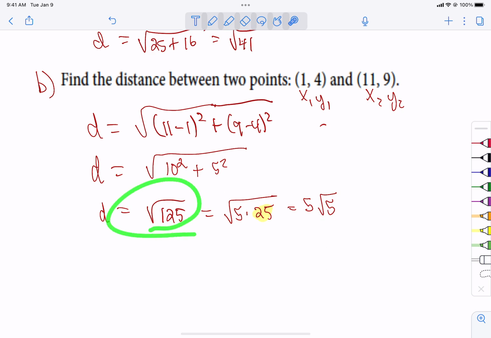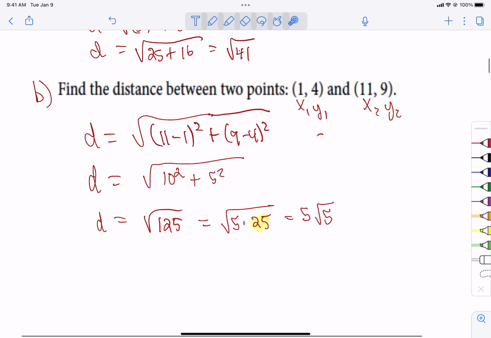If you get this, let's say the problem is worth 4 points. You might get 3 out of 4 if you stop here. And this is the final best version. Okay. So there is an example of the distance formula. Pretty good, right?